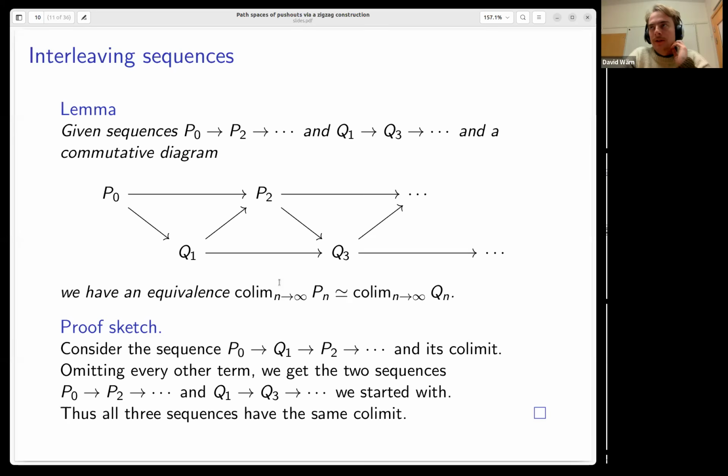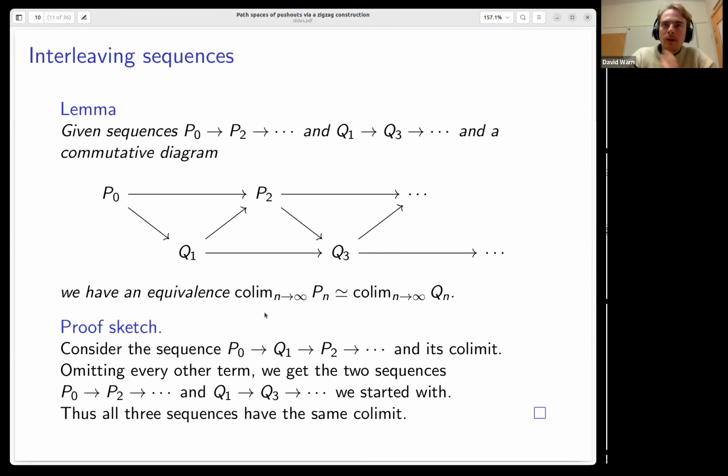Then the lemma, which is really some kind of construction, is that induced by this diagram, there is an equivalence between the sequential colimits. I don't want to spell it out exactly, but you can guess what this map does. If you forget about the maps going up and right, it's a natural transformation of sequences, so it induces a map on sequential colimits, and that's basically the forward map. But I'll give a more conceptual proof sketch of why you have this equivalence.